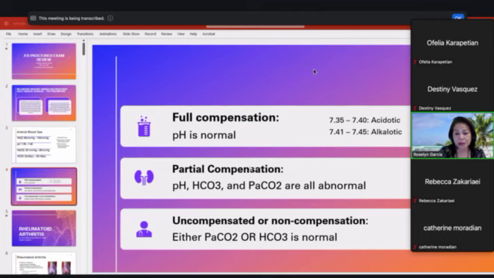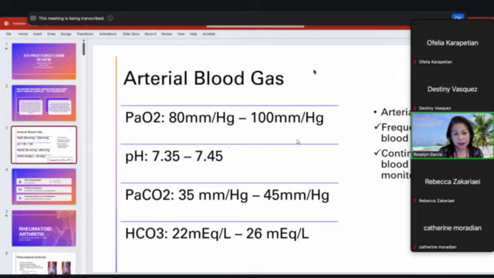Because by looking at the pH, it's normal. Good, full compensation. Partial is when all three components that you see there are abnormal. But remember, I always said if they throw numbers at you, you want to always check. You're going to focus on PaO2 because that's arterial oxygen.